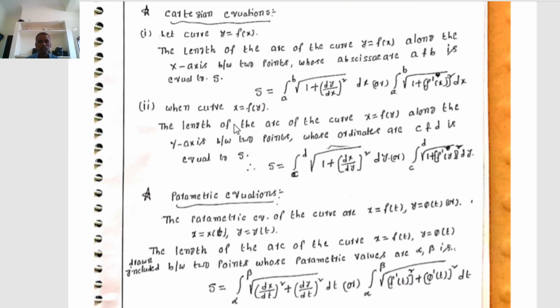Suppose the curve is in the form x equal to f of y, that means along the y-axis. The length of the arc of the curve x equal to f of y along the y-axis between two points whose ordinates are c and d is s. Therefore, s equal to integration c to d square root of 1 plus (dx by dy) square into dy, or integration c to d square root of 1 plus (f dash of y) square into dy.